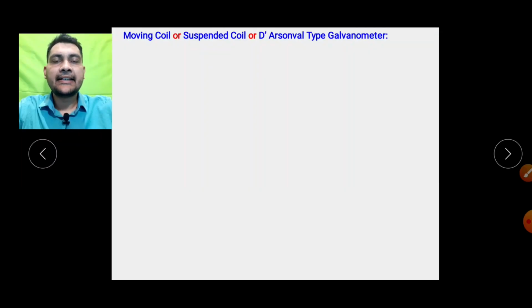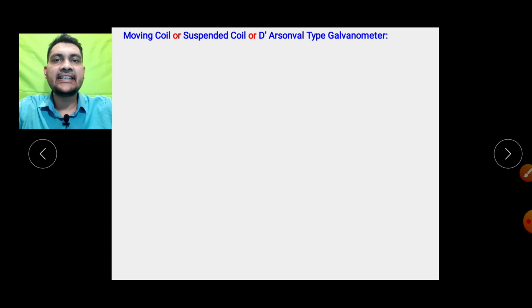Dear students, a galvanometer is a device which is used to detect the presence of current in any closed circuit. We connect a galvanometer in series in the branch in which we want to check whether current is flowing or not. After connecting in series, if the galvanometer gives deflection, it means that current is present. And if the galvanometer does not give any deflection, it means that current is not flowing. So this is simply a device which is used to check whether the current is there in the circuit or not. It is simply an indicator of current.